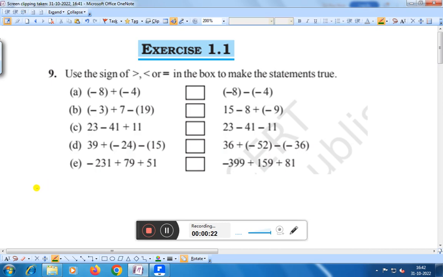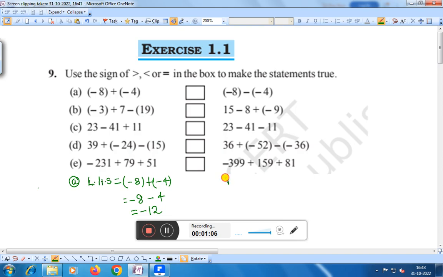Question number A, that is left hand side, LHS, is equal to -8 plus of -4 plus of -4. That is equal to -8 plus into minus is minus 4, is equal to -12.